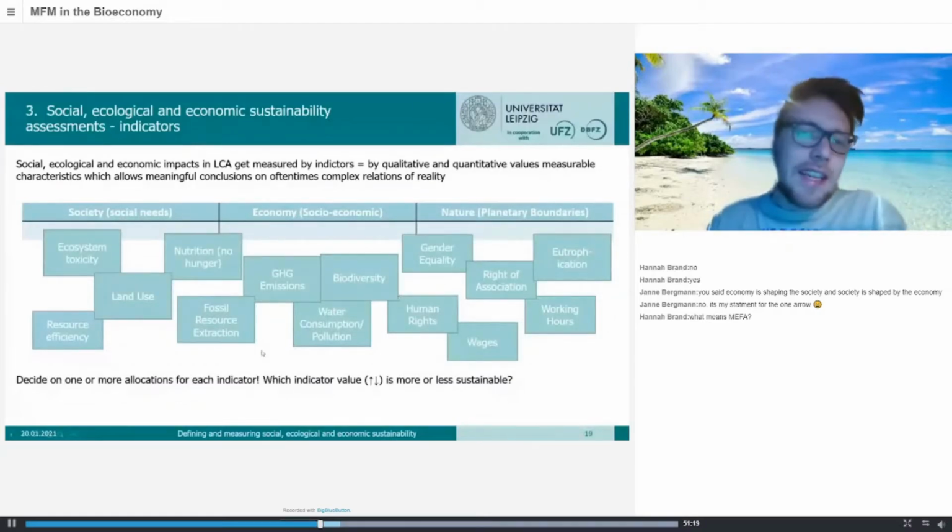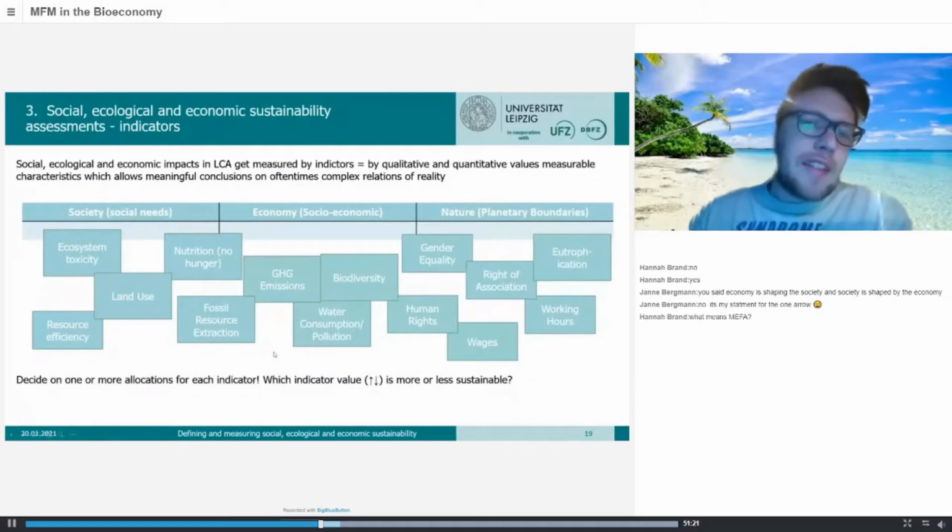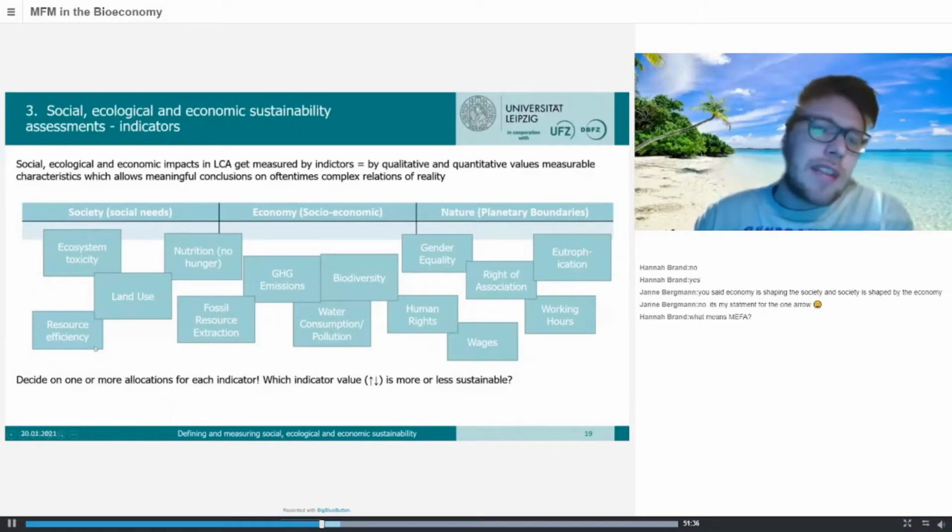You can see here that I made a table with society, which stands for social needs, economy, and nature and planetary boundaries. And in the boxes, you have some indicators, for example, ecosystem toxicity.